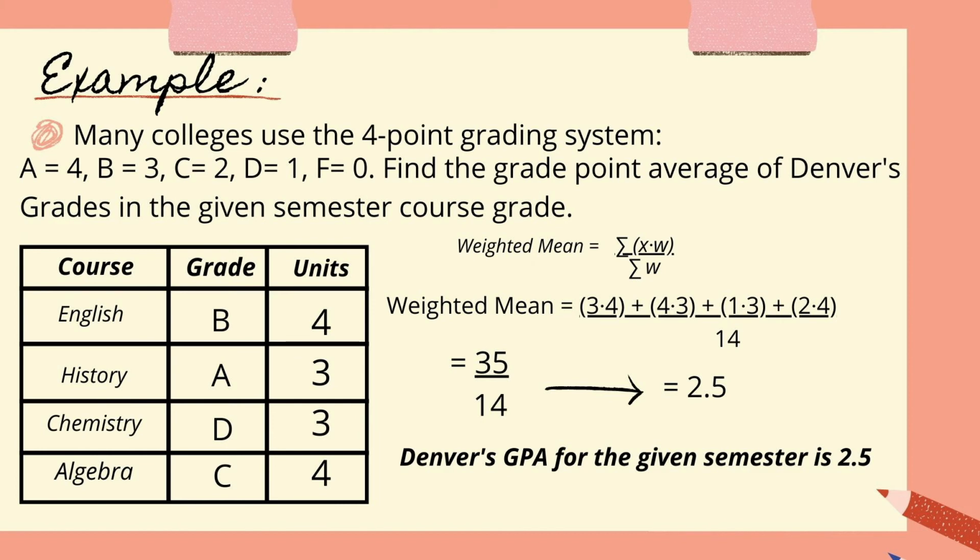So we're going to add everything up, and it will be equal to 35 over 14, and we just divide it, and we're going to get 2.5. So Denver's GPA for the given semester is 2.5.